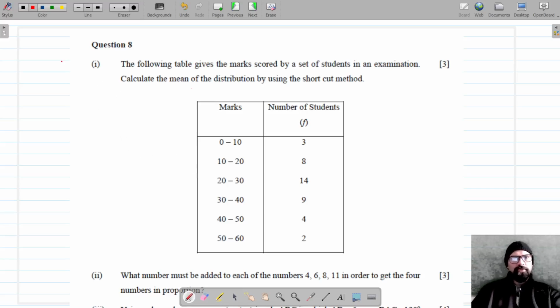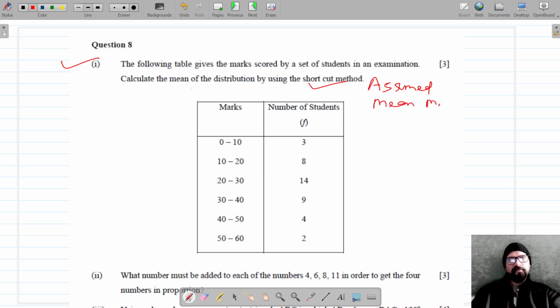Question number 8, first part. This following table gives the marks scored by a set of students in an examination, and we have to calculate the mean of the distribution by using the shortcut method. So in the shortcut method, we can use the assumed mean method. So this is the assumed mean method.